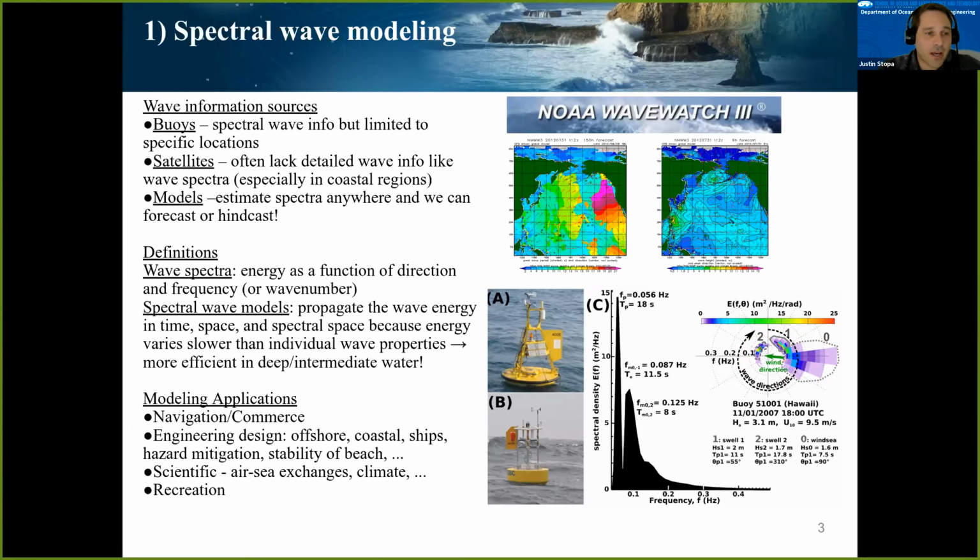The next source of information we have is satellites. Satellites are great because they cover large expanses of the ocean, but we're often limited because it's difficult to estimate spectra from these types of technologies from space. We can do it, and there have been advancements, but it's still difficult. And finally, models, which is our topic today. These are great because we can estimate spectra anywhere in the world. We can also forecast future events, and we can also hindcast. So they're very universal. I'd like to point out that the reason we use spectral wave models typically in deep water is because the properties of the wave spectrum evolve much slower than an individual wave.